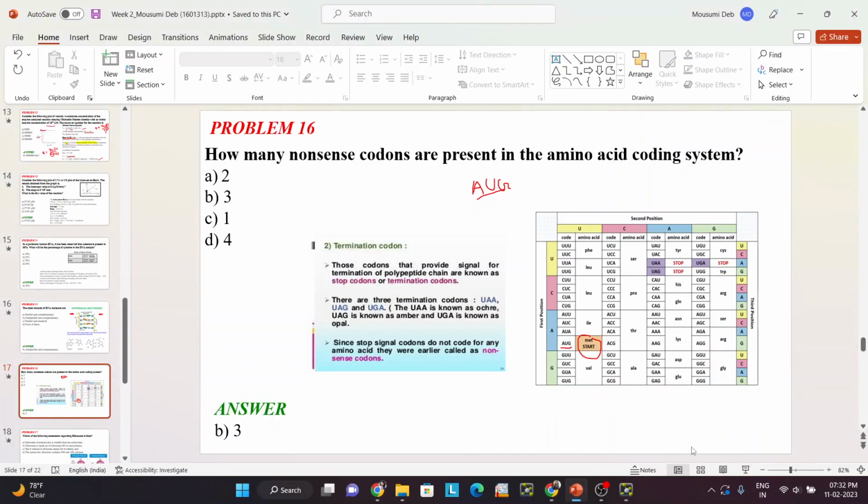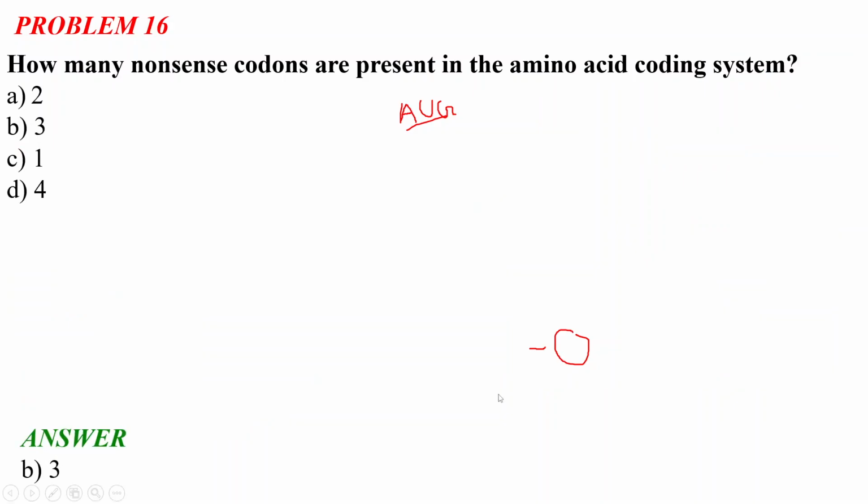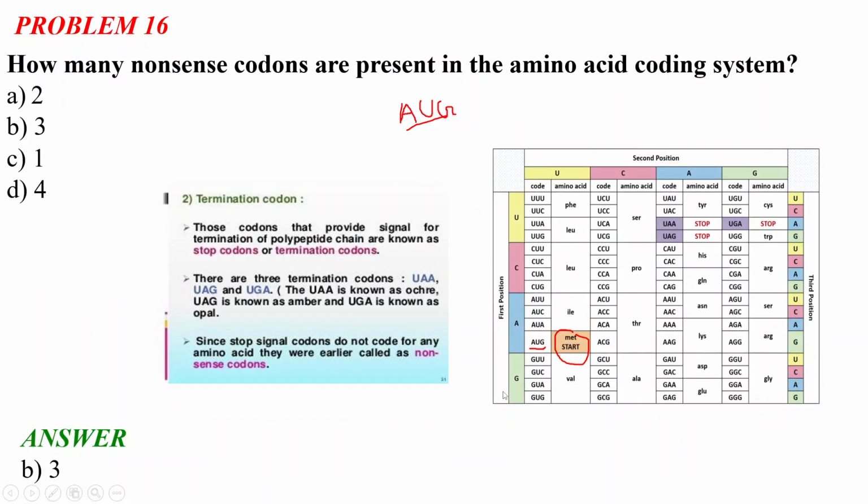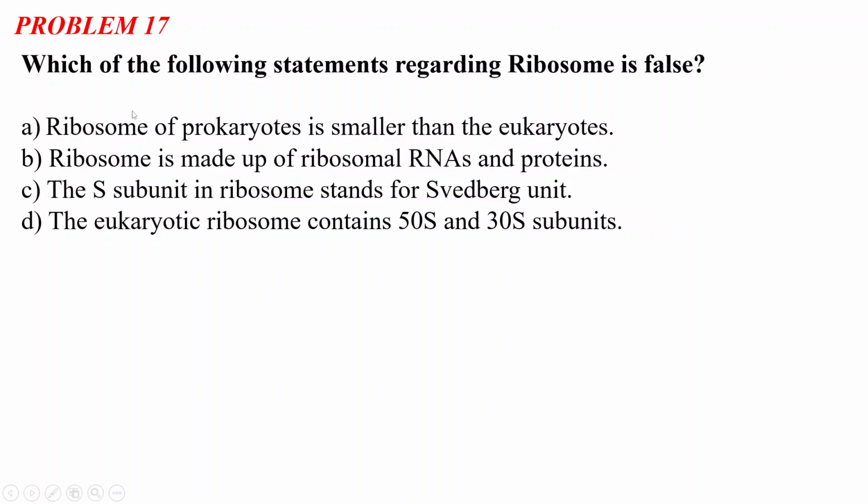Okay, so I will now move toward the next problem. Problem number 17 says: which of the following statements regarding ribosome is false? Number A, ribosome of prokaryotes is smaller than eukaryotes. Number B, ribosome is made up of ribosomal RNAs and protein. Number C, the S subunit of the ribosome stands for the Svedberg unit. And number D, eukaryotic ribosome contains 50S and 30S subunits. So you have to find out which one is the false statement.